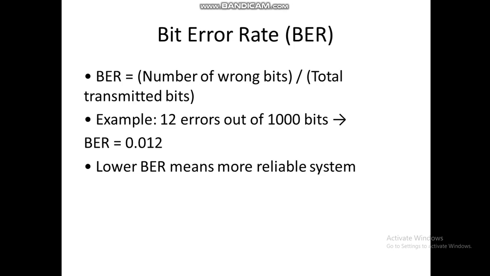So what is bit error rate? Bit error rate is the number of wrong bits divided by the total number of transmitted bits. For example, if you transmit 1000 bits and 12 wrong bits are received, the bit error rate will be 0.012. As a conclusion, we can say a lower bit error rate means the system is more reliable.